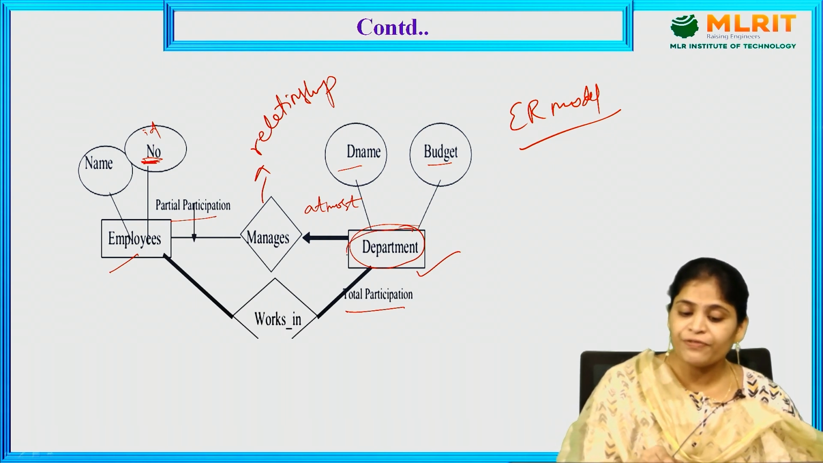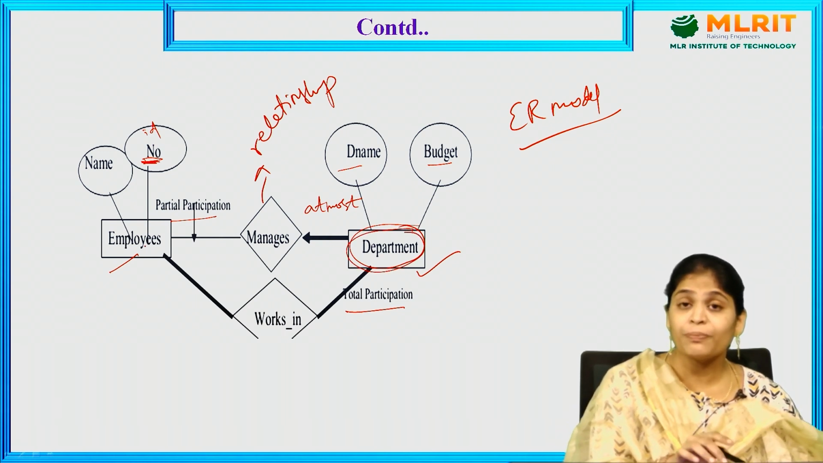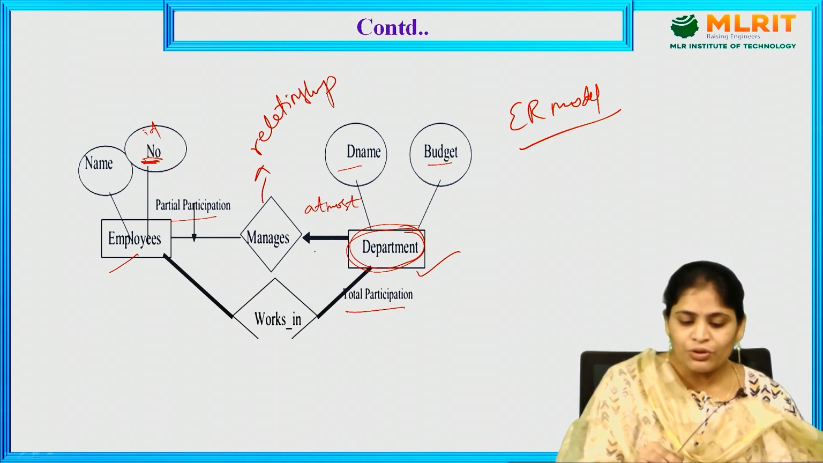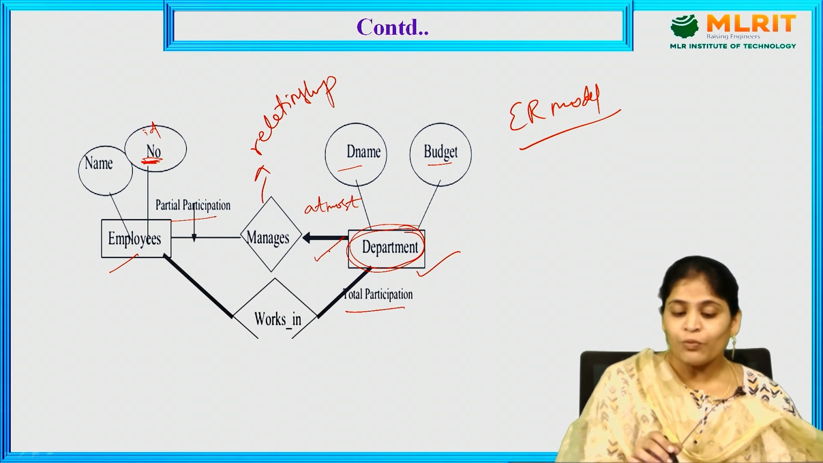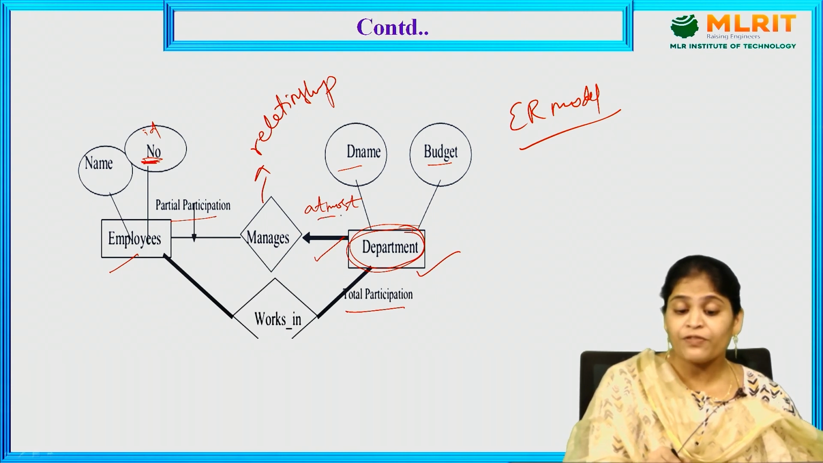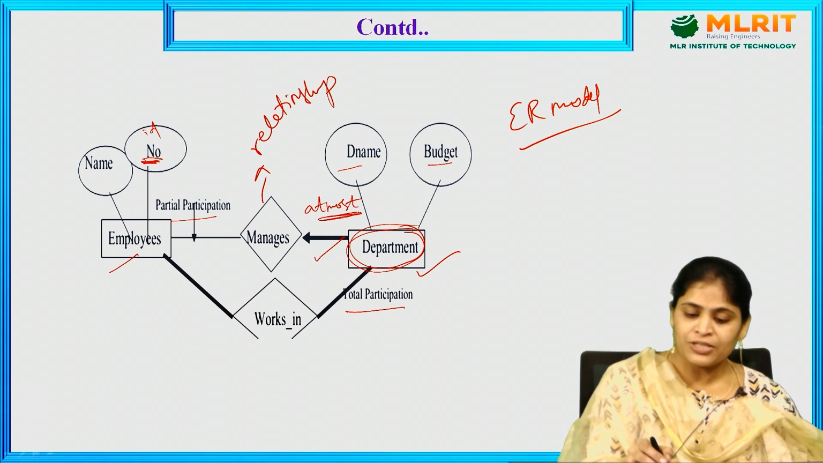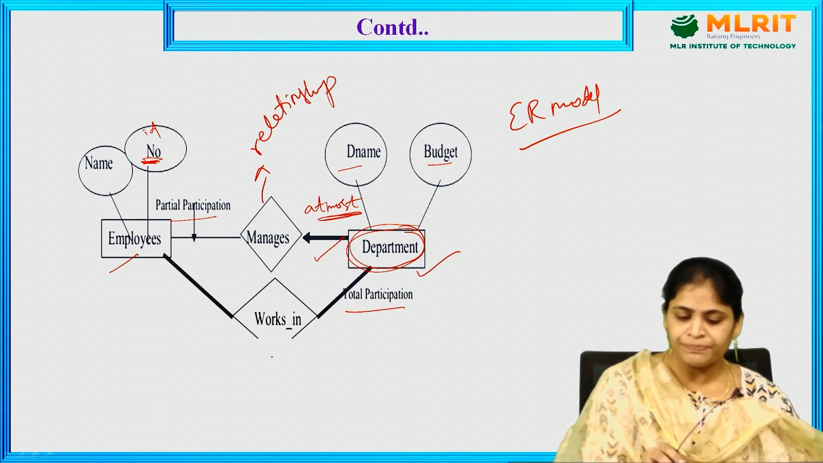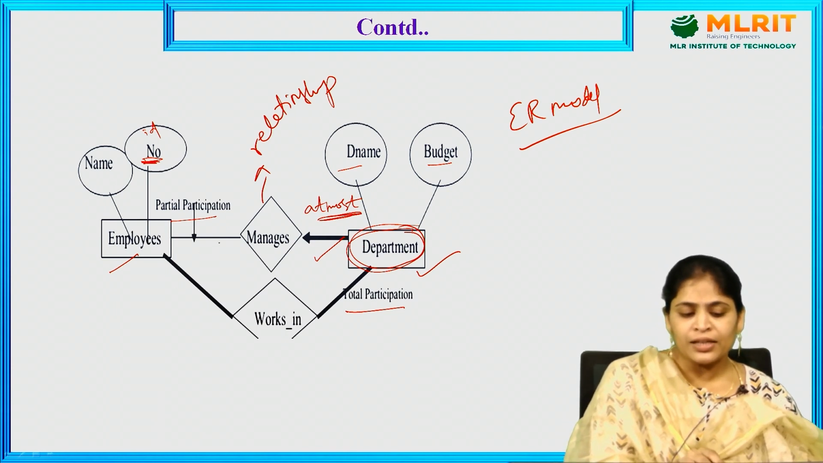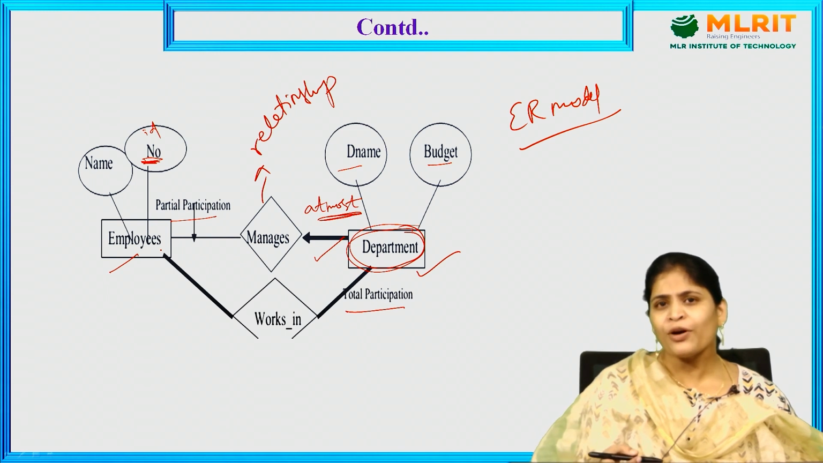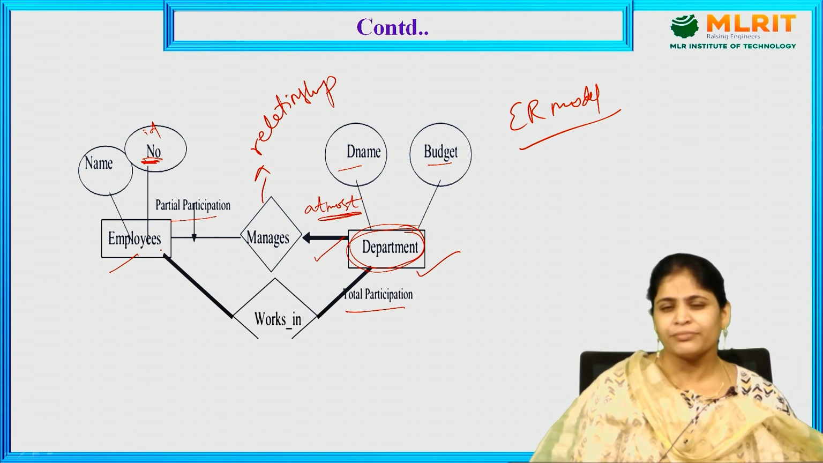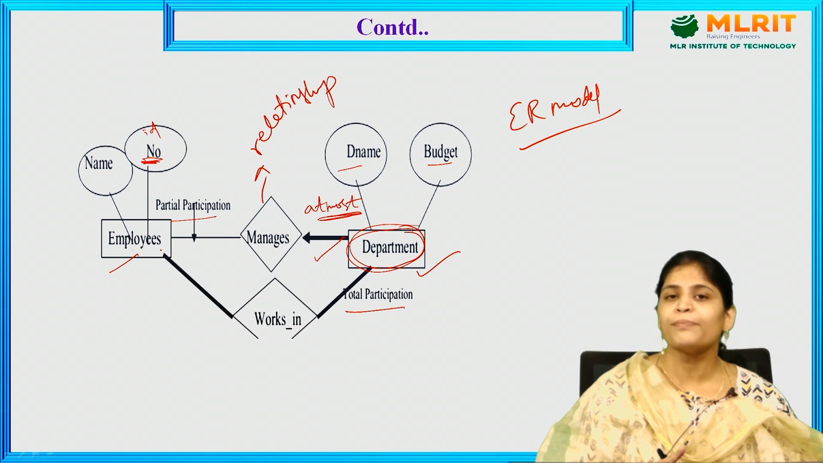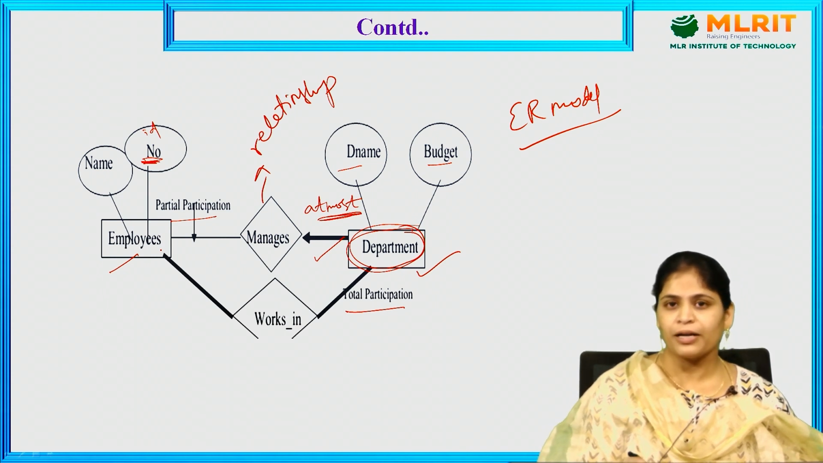Each and every department must be managed by a single employee. So here, this arrow mark represents that each and every department must be managed by one employee only. But all the employees will not manage the department, right? Any one of the employees only will manage the department.